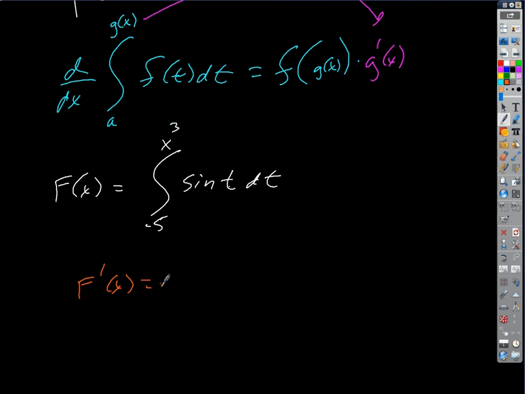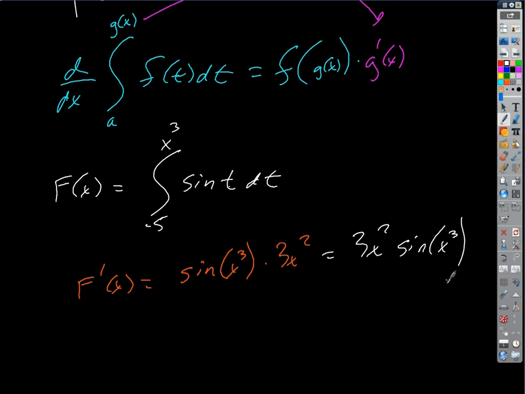You don't really have to do anything. You're just applying that second fundamental theorem. Sin x cubed times 3x squared. Yeah, that's it. So we'd probably simplify that to be 3x squared sine x cubed, but that's it. Okay.